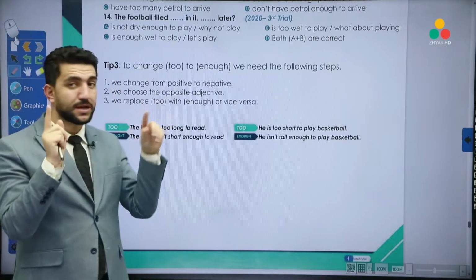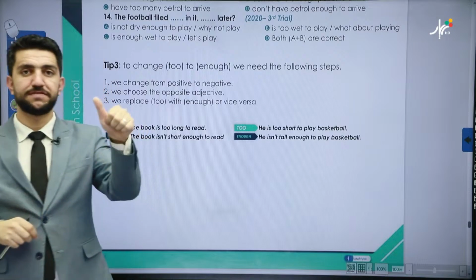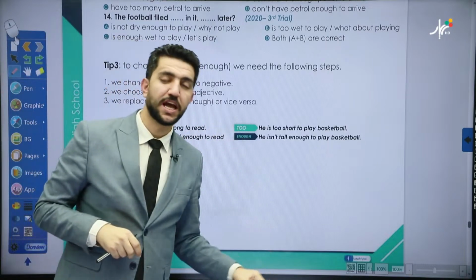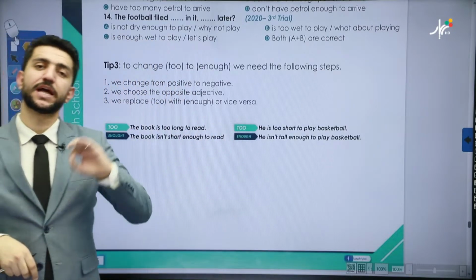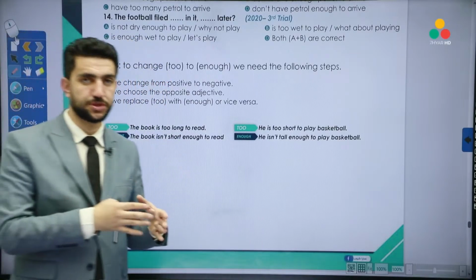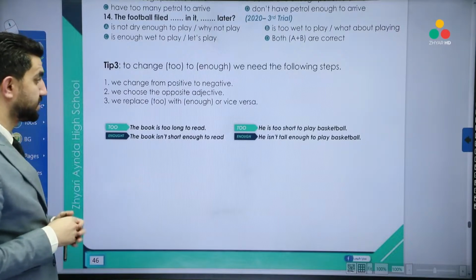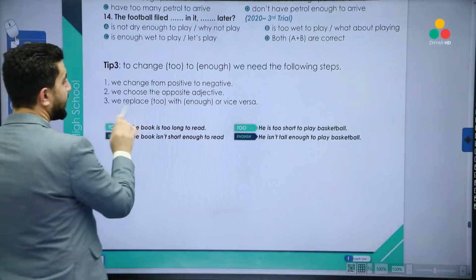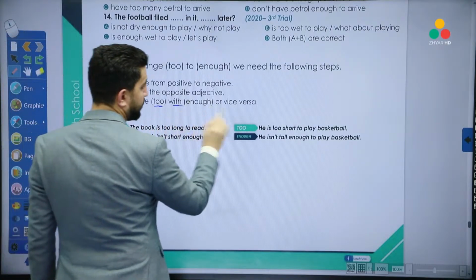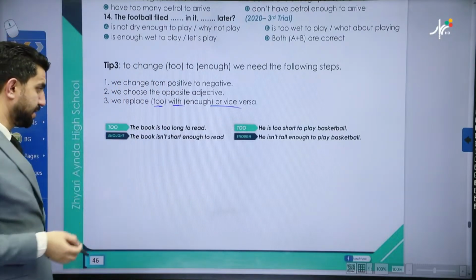The second step, we use the opposite adjective. If it's tall, we say short. If it's big, we say small. If safe, we say dangerous. So learning the opposites is also very important in this case. And we replace "too" with "enough" or vice versa. Don't forget it. We have one example here.